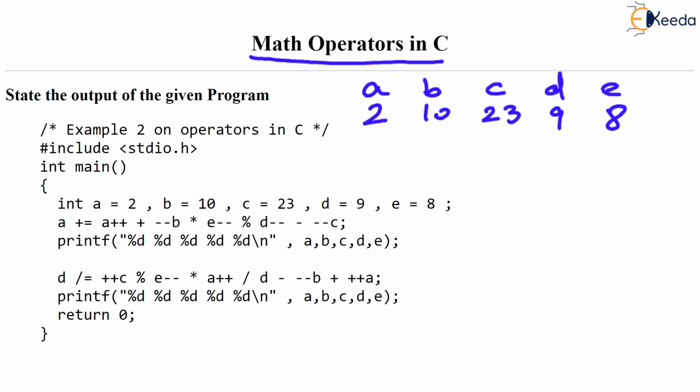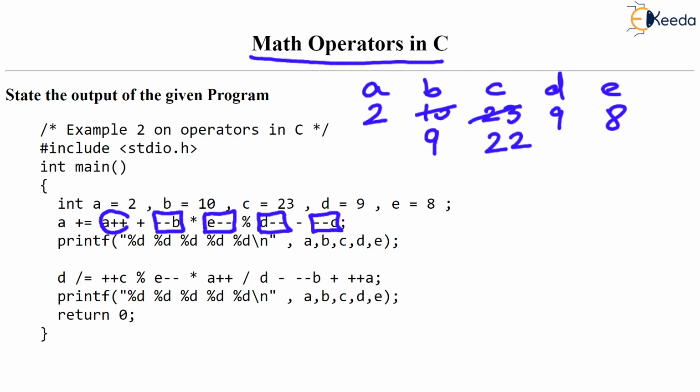Now observe, this A plus plus is postfix, so this should be solved later. But minus minus B, the point where I am marking, is prefix. So B should be decreased by 1. B becomes 9. Observe the table. E minus minus is postfix, so let's solve it later. D minus minus is postfix, let's solve it later. But minus minus C is prefix, so C will be decreased to 22. Observe the table.